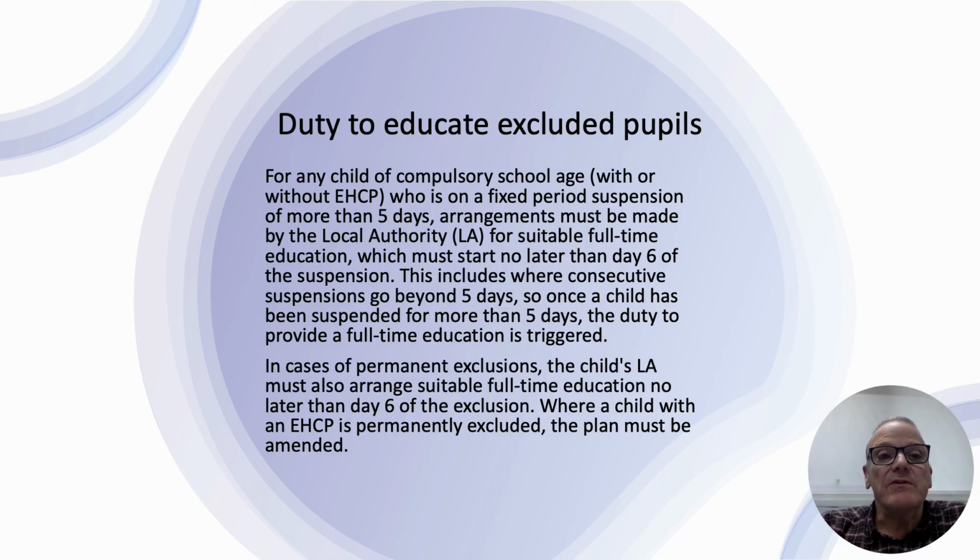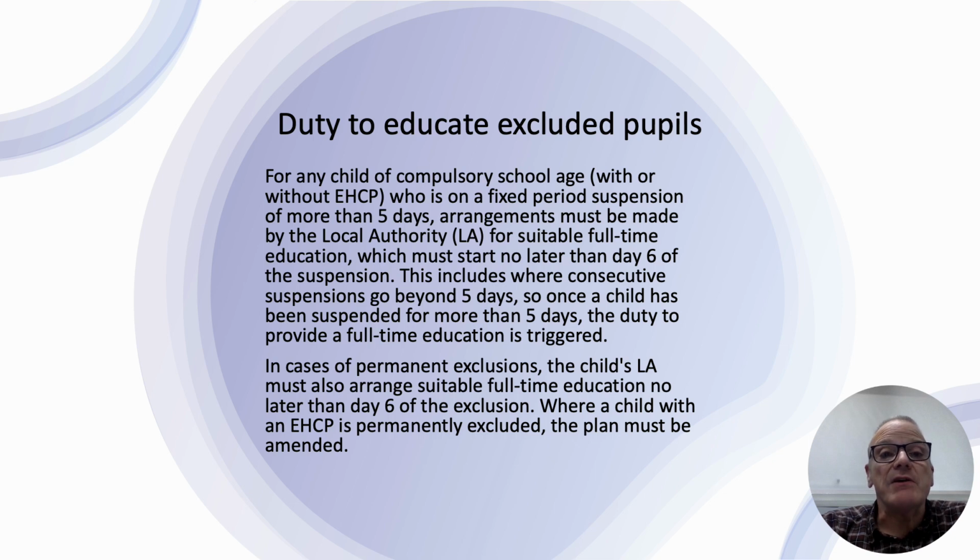For any child of compulsory school age, with or without an EHCP, who is on a fixed period suspension of more than 5 days, arrangements must be made by the local authority for suitable full-time education, which must start no later than day 6 of the suspension. This includes where consecutive suspensions go beyond 5 days.